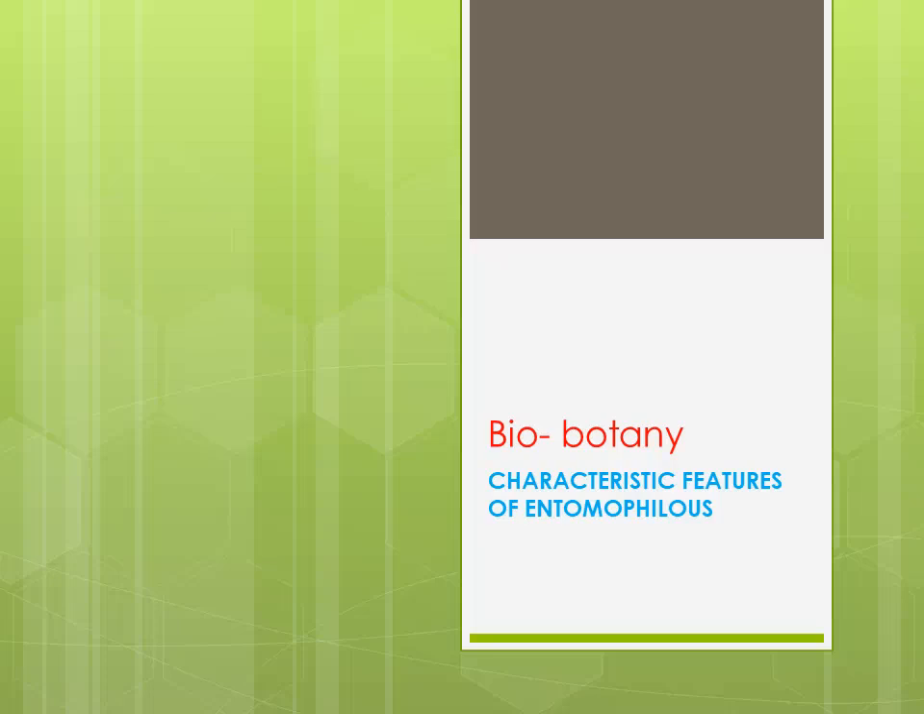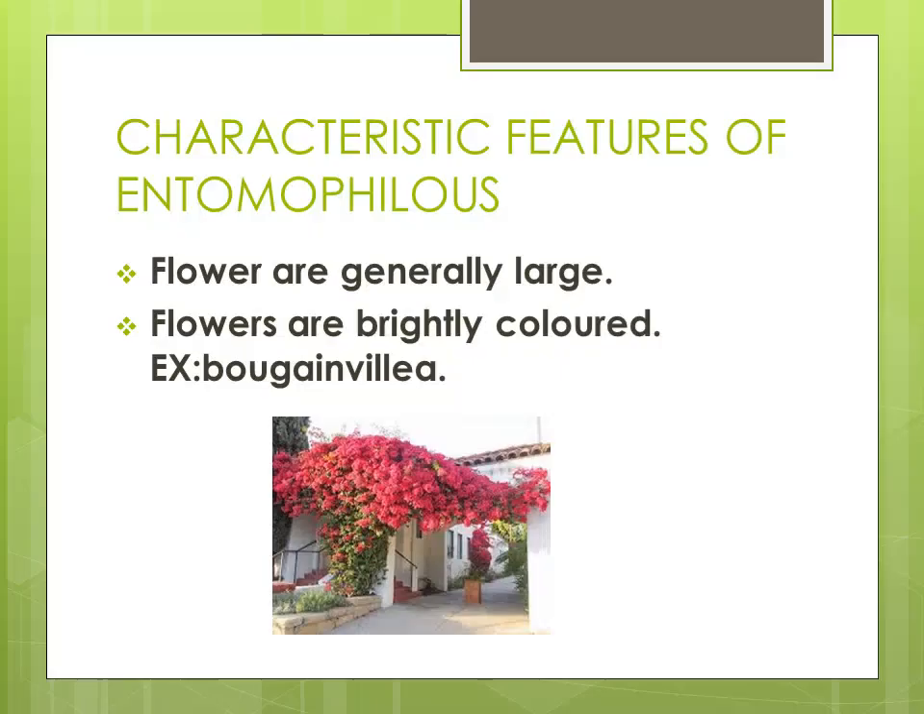So, in this PPT, we are going to see about the characteristic features of entomophilous. Entomophilous means the flowers which are pollinated by insects. So here you can see the brightly colored flowers. Generally, insect pollinated flowers should be brightly colored. Then only the insects are attracted by those colors. The flowers are also large, so that they can visit easily. So larger size flowers and brightly colored flowers are some important characteristic features of entomophilous.